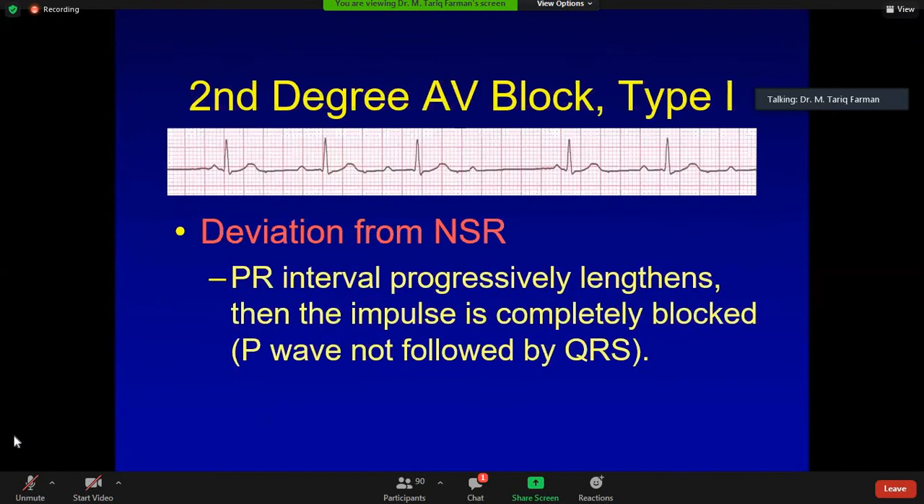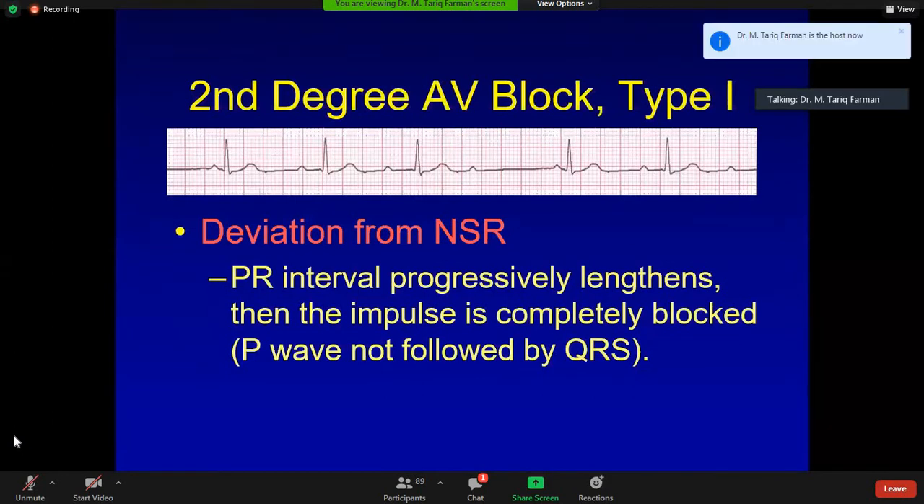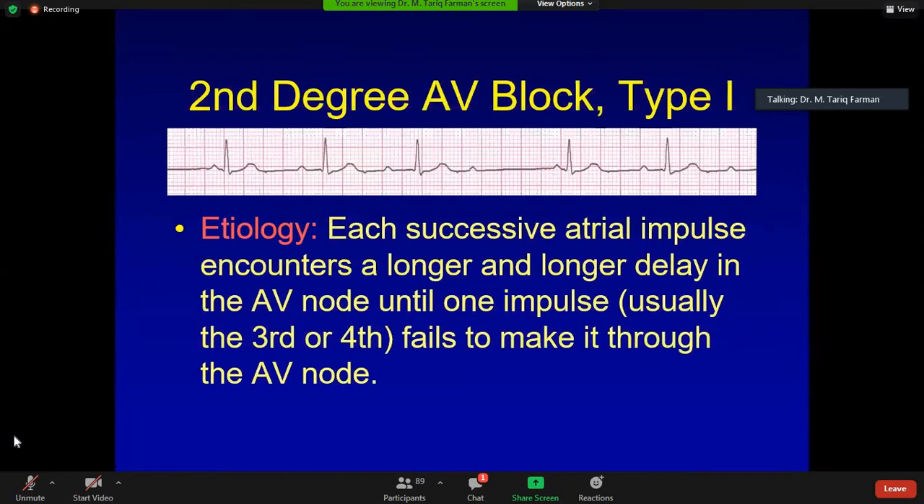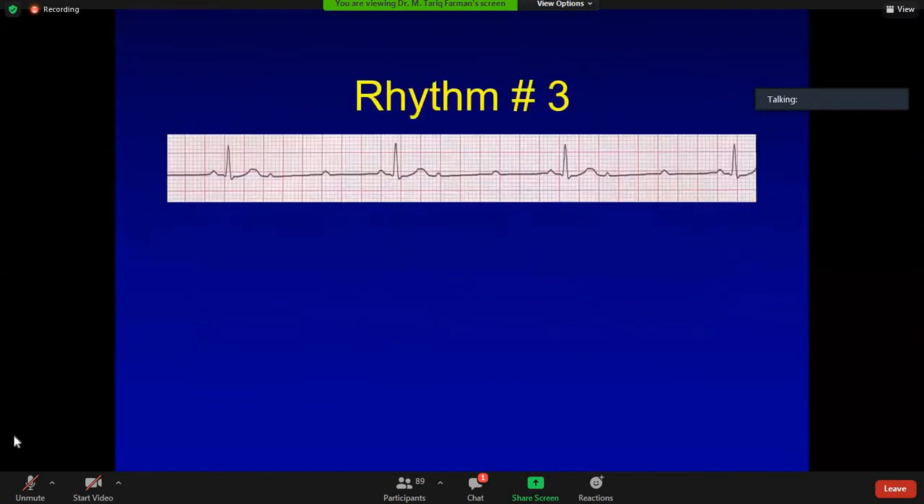Deviation from normal sinus rhythm: PR interval progressively lengthens, then the impulse is completely blocked. P wave not followed by QRS complex. This is the typical presentation of the Wenckebach, second degree block type 1. Each successive atrial impulse encounters a longer and longer delay in the AV node until one impulse, usually the third or fourth, fails to make it through the AV node.